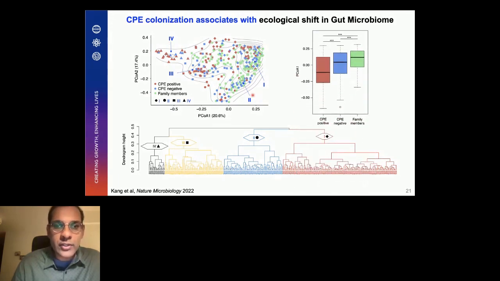In fact, if you just do a statistical test, you can see that along the first principal component there's an enrichment and a shift to the left for CPE positive individuals, when they're at the time point in which they're colonized by carbapenemase producing Enterobacterales. And this goes away as they're decolonized, and it fully recovers by the time they resemble more their family members, so at the decolonized time point after several months.